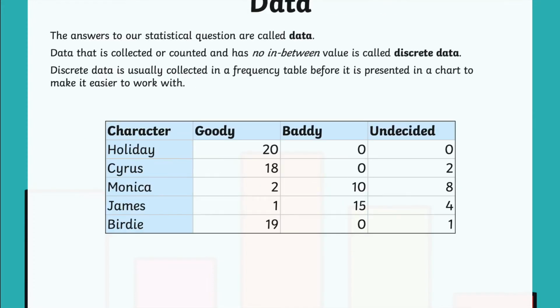Now, I asked my students that earlier in the week on Wednesday, and this was the information they came back with. So the information that you'll be working with deals with quite a few more students because it's across all of year 5. This was just my class in 5J. So in 5J, 20 students thought Holiday was a goodie, no one thought she was a baddie, and no one was undecided. With Monica, the mother, 2 people thought she was a goodie, 10 people thought she was a baddie, and 8 were undecided. And the rest fall somewhere in between.